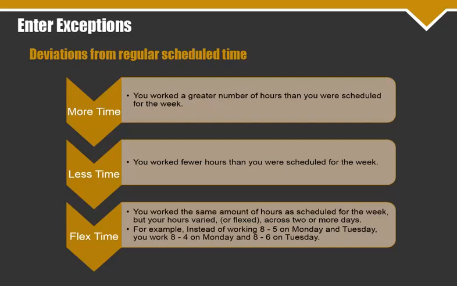More time, where you worked a greater number of hours than you were scheduled for the week. Less time, where you worked fewer hours than you were scheduled for the week. Flex time, where you worked the same amount of hours as scheduled for the week, but your hours varied, or flexed, across 2 or more days. For example, instead of working 8 to 5 on Monday and Tuesday, you work 8 to 4 on Monday and 8 to 6 on Tuesday. We will start by exploring the process for adding more time.